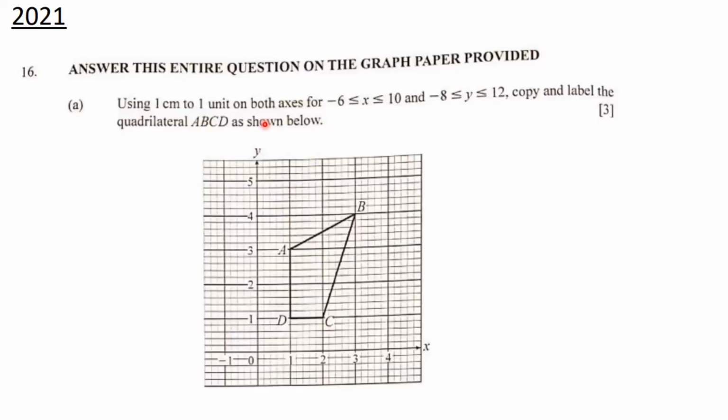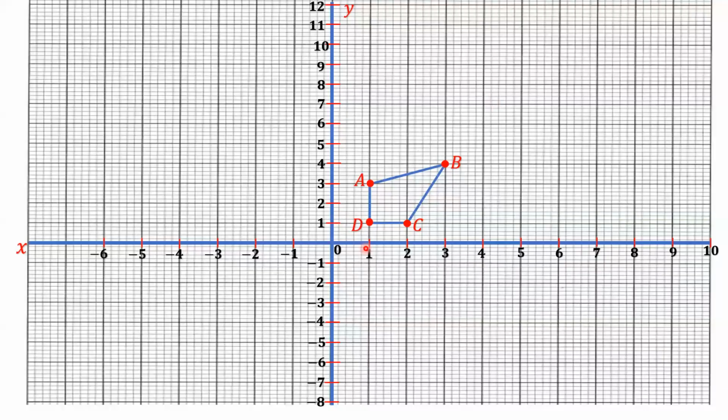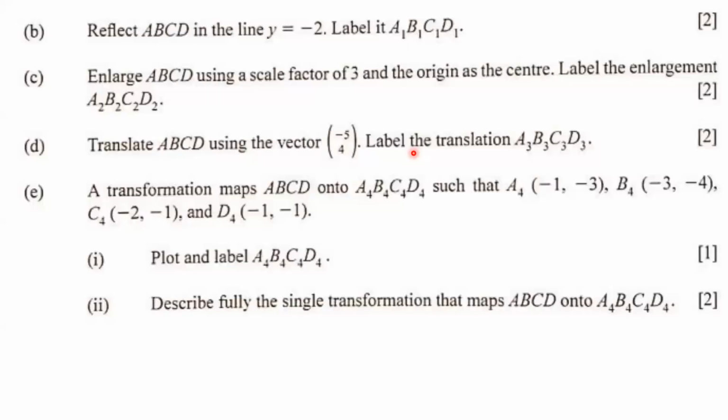Copy and label the quadrilateral ABCD shown below. So we basically have to copy and redraw this quadrilateral on our graph. And here the points are 1, 1, that's D, 1, 3, that's A, 2, 1, that's C, and then 3, 4, that's B. And so this is the quadrilateral that we have. The next question says that we want to reflect ABCD in the line y is equal to -2, and then label it A1, B1, C1, and D1.